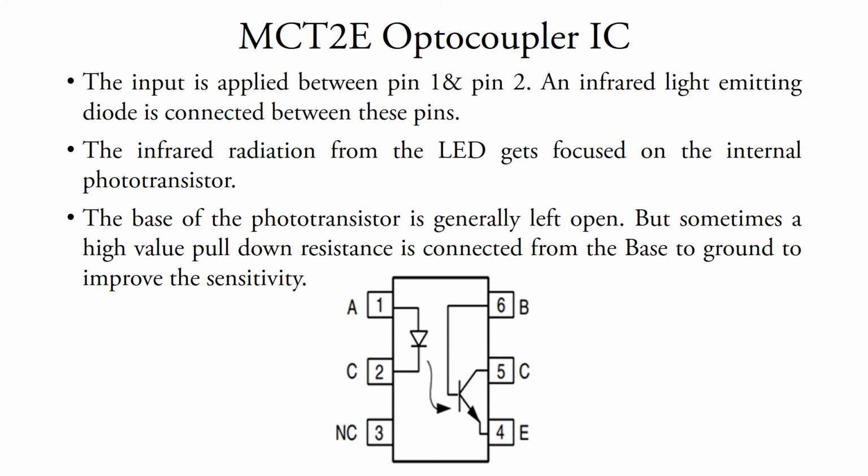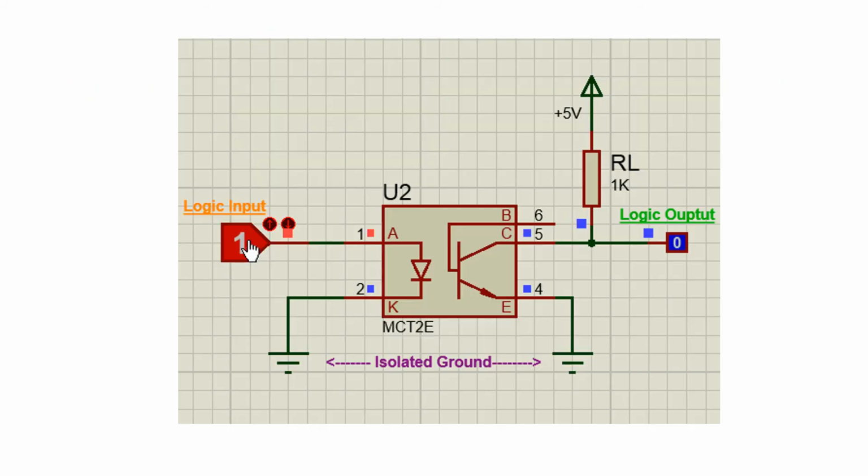Here I have given the MCT2E IC. It is a 6-pin IC. The first 2 pins are connected to the LED, and pins 6, 5, 4 are used for connecting the phototransistor. We can take the output from the collector. We feed the input through pins 1 and 2. The third pin is no connection. So see the circuit here.